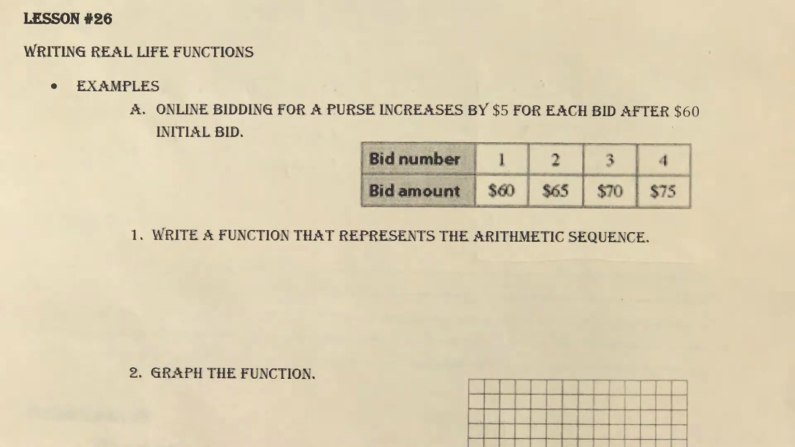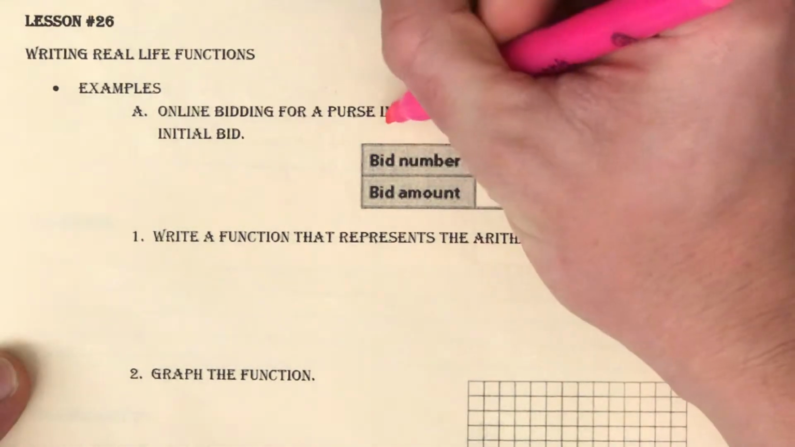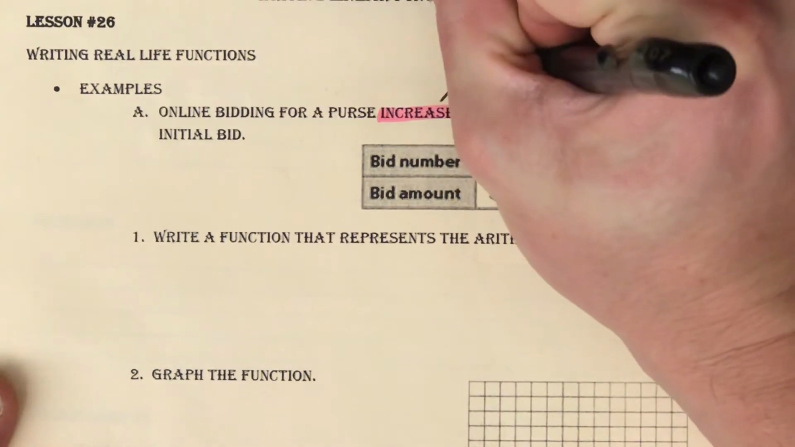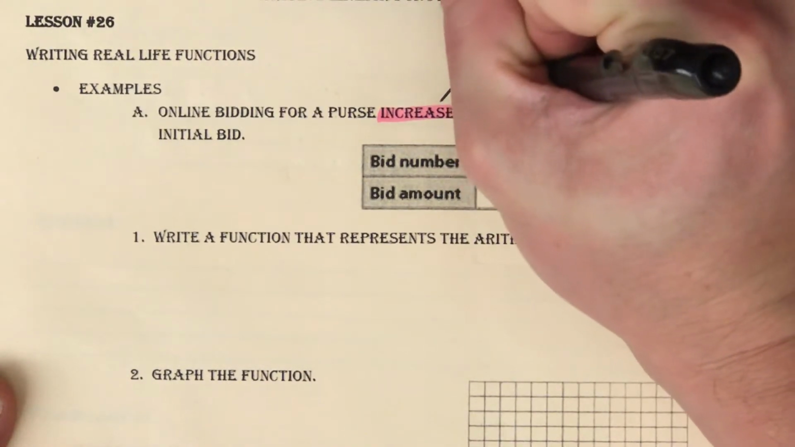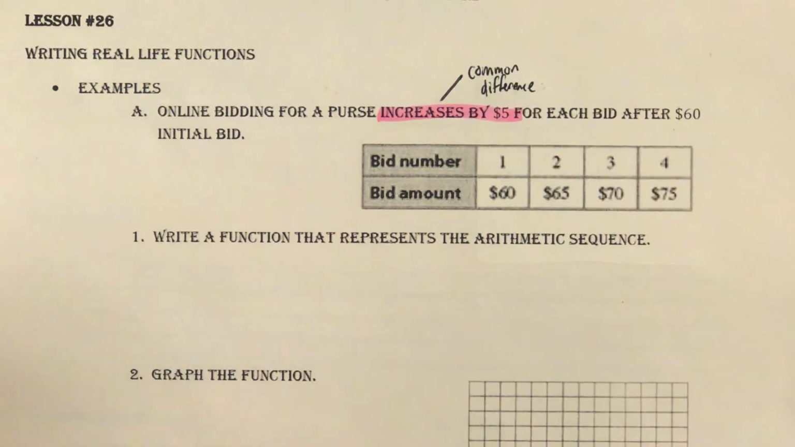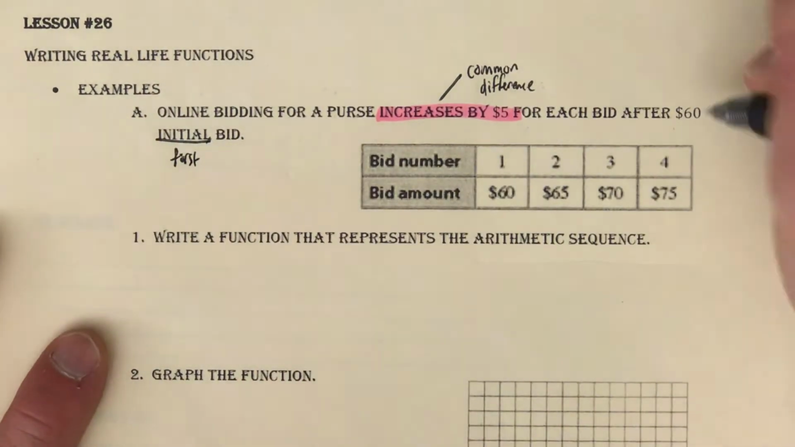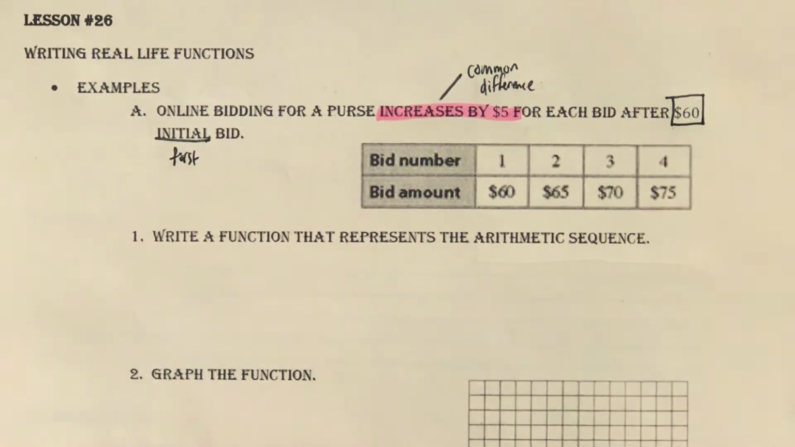But if we think about it in terms of an arithmetic sequence, that means that it is the common difference. So this would be known as the common difference, which was adding 5, increasing by 5. And then it says for each bid after $60, which was the initial bid. Well, initial means first, so the first bid, right? So $60 is the start of our bid, is the first term in this arithmetic sequence, is what they're telling us. And then they've given us this chart to show the first 4 bids.